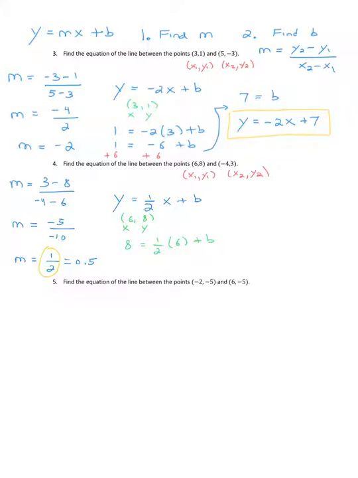If I multiply 1/2 and 6, that gives me 3. So 8 is equal to 3 plus b. If I subtract 3 from both sides, I get 5 is equal to b. And it's at this point that I actually have my equation. My equation is y is equal to 1/2 of x plus 5.